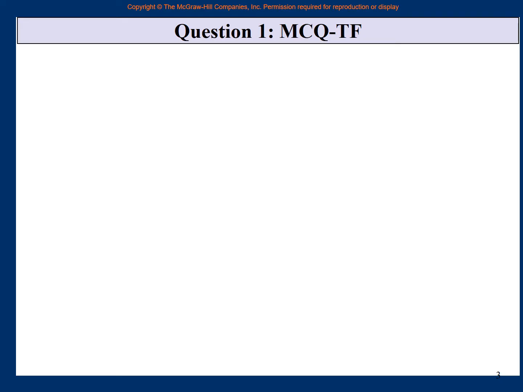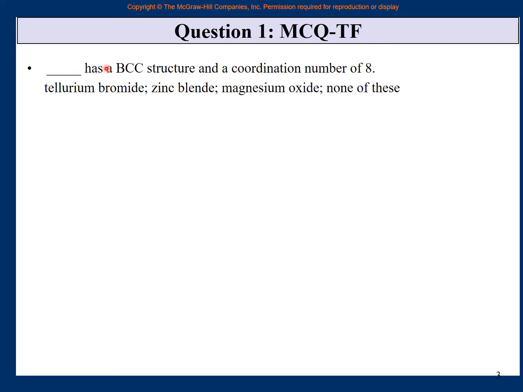It was very easy this time because there was only one chapter, the chapter on ceramics. Dash has a BCC structure and a coordination number of 8. Tellurium bromide, zinc blend, magnesium oxide, none of these. It was very simple there: there was the cesium chloride family, there was the sodium chloride family, and there was the zinc blend family.